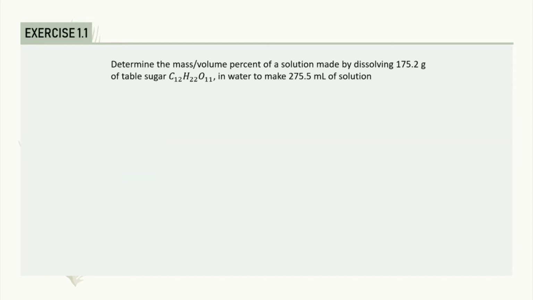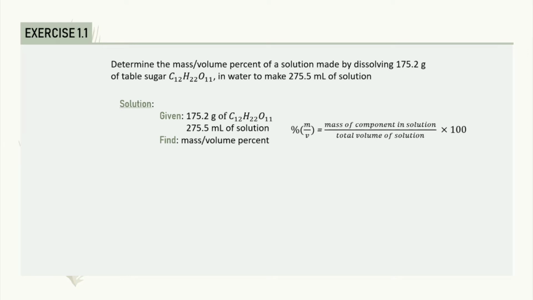Another exercise. Determine the mass per volume percent of a solution made by dissolving 175.2 grams of table sugar in water to make 275.5 milliliters of solution. Given, we have 175.2 grams of table sugar and 275.5 milliliters of solution. We are going to find the mass per volume percent. Mass per volume percent is equal to 175.2 grams of table sugar, which is the mass of component in solution, divided by 275.5 milliliters of solution times 100.